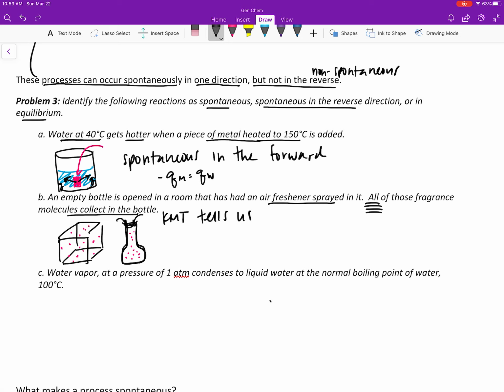It tells us that this is not spontaneous. It would take energy to corral all of those air freshener molecules and shove them into your bottle. Now, some of those freshener molecules are going to end up in the bottle, but most of them are going to end up in the room.